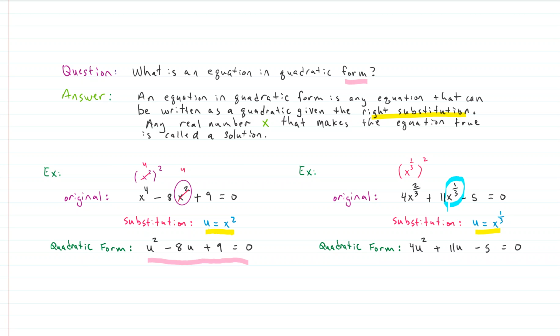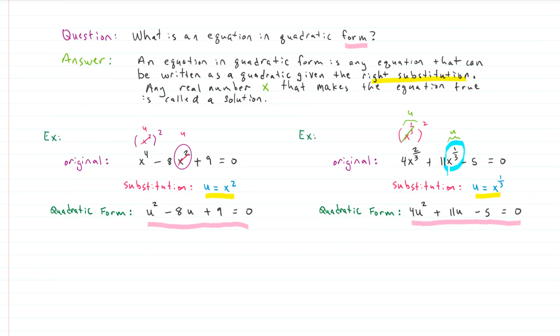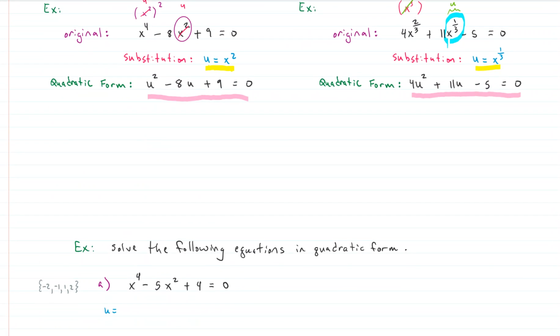The x to the 1/3 becomes u. We have another u down here, and we get u squared in the end. We get 4u squared plus 11u minus 5 equals 0, which is a quadratic. So there you go, two perfect examples. Let's solve some of these equations.